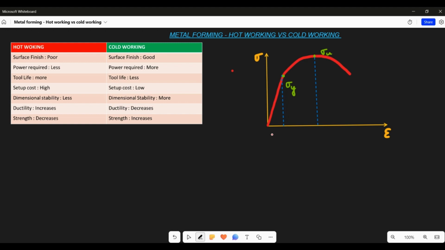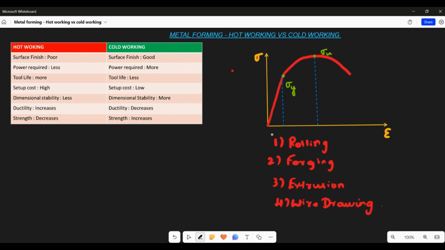You know the basic metal forming operations are rolling, forging, extrusion and wire drawing. These are the different metal forming techniques which we are using to get our required product.